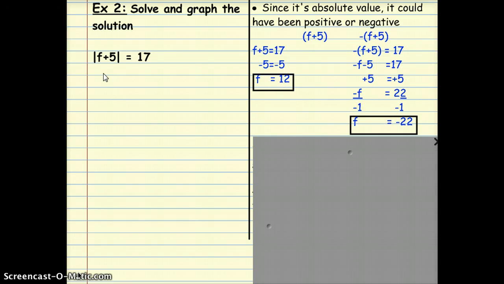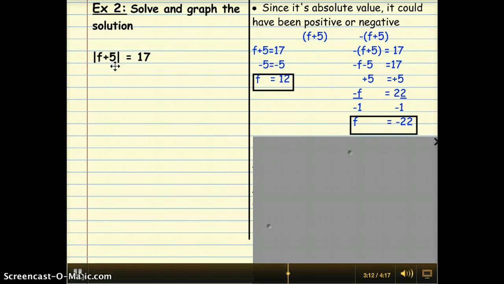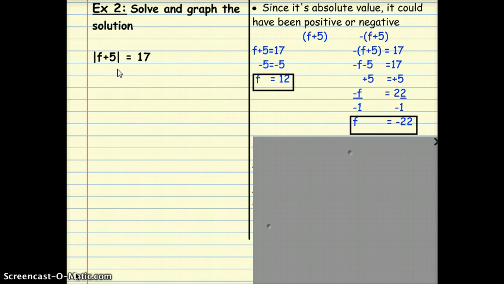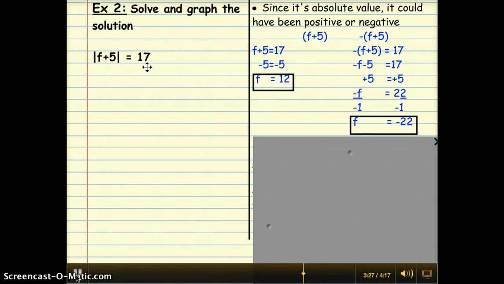Because if f is 12, 12 plus 5 is 17, and the absolute value of 17 is 17. On the other hand, if f was negative 22, if we put that back in, negative 22 plus 5 is negative 17, and the absolute value of negative 17 is positive 17. So that's why we have two possible solutions: the whole thing inside the absolute value being positive or being negative.